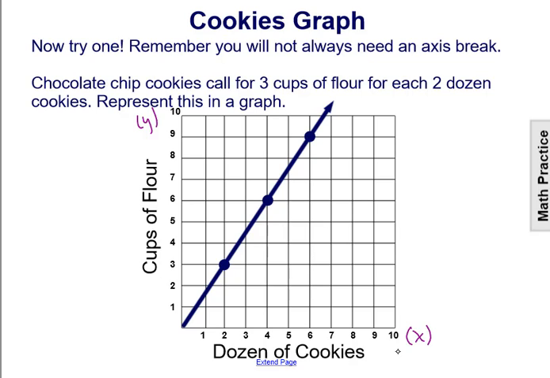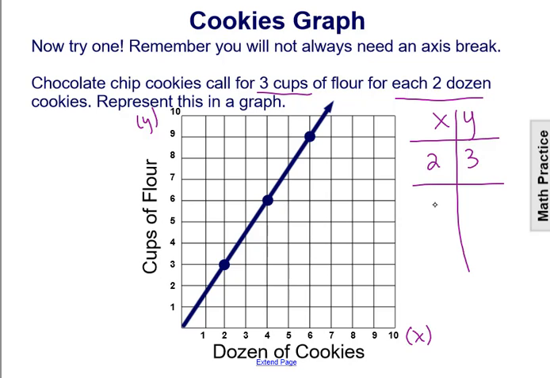You can have 1 dozen, 2 dozen, 3 dozen, and the cups of flour will count up by ones as well. This is because we're only calling for 3 cups of flour for each 2 dozen cookies. So if we want to think of a table to create certain values, we would have the x be the dozens of cookies. So in this case, 2 dozen cookies require 3 cups of flour. So 4 dozen cookies would require 3 more. So we would add 3 and get 6 cups of flour.